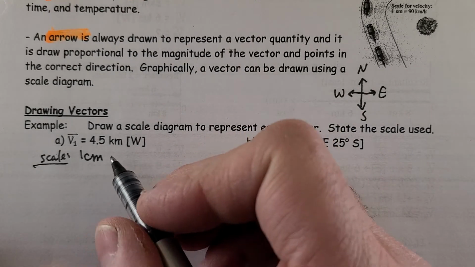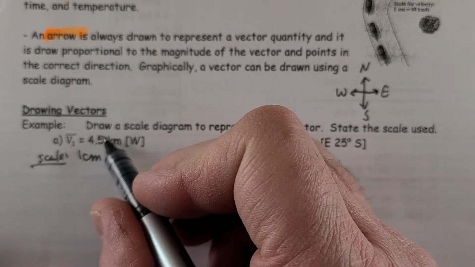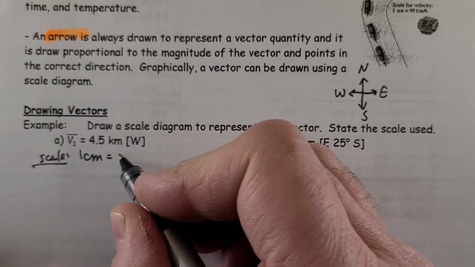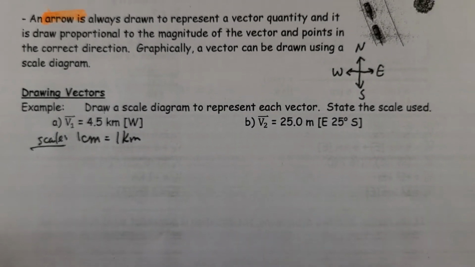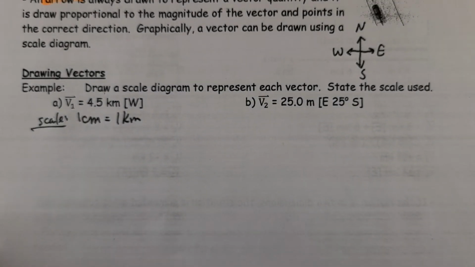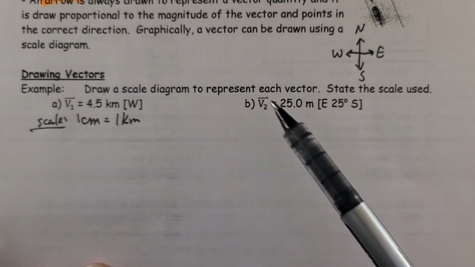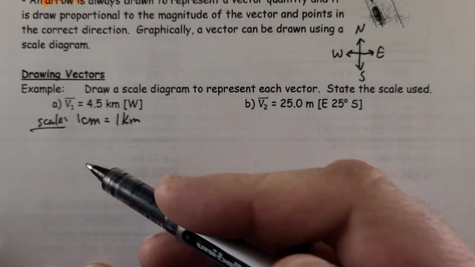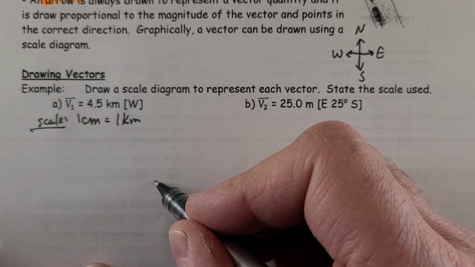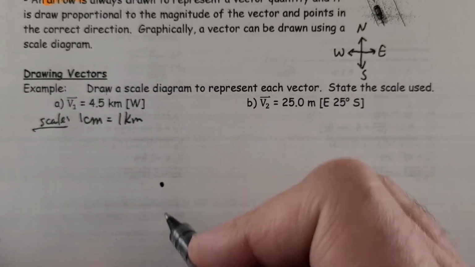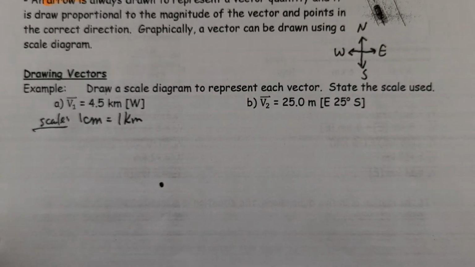So a reasonable one here would be, well, I could draw something that's 4.5 centimeters. So for this first one, I could easily make 1 centimeter equals 1 kilometer. Okay, so that's what I'm going to do. And of course, going west, that's going to be going this way, as we can see over here. So I wouldn't want to start over here because I'll go running off the paper. I may want to start over here. So that's something to be aware of when you're looking at this. Make it so that you don't go off the paper.